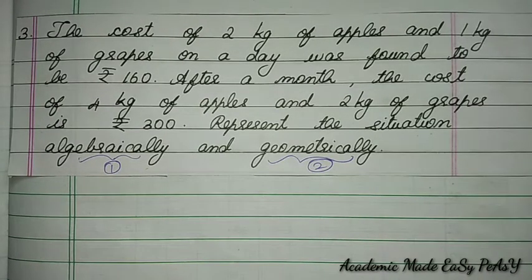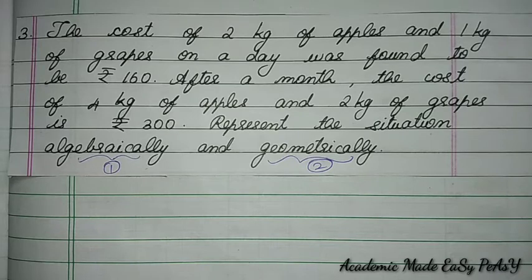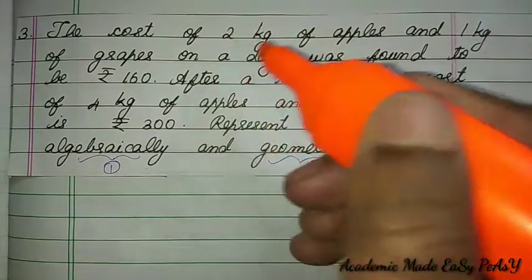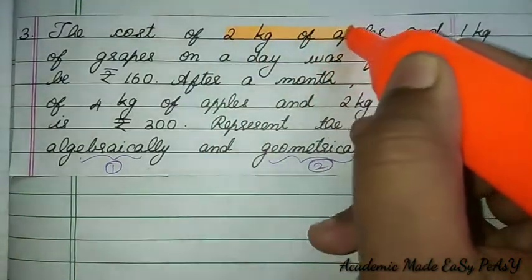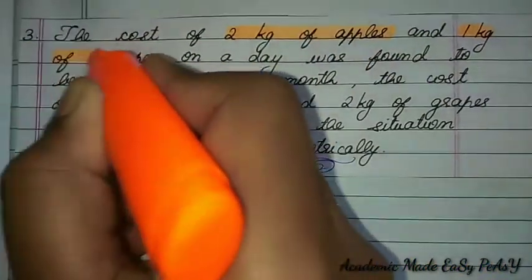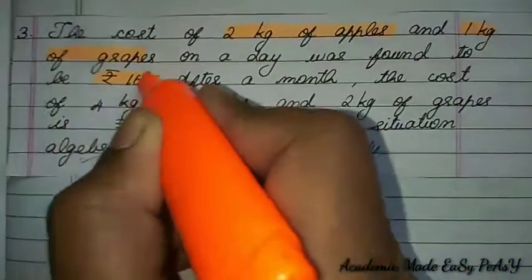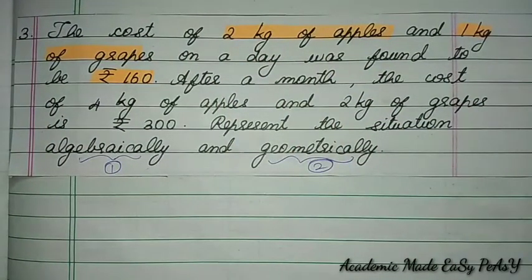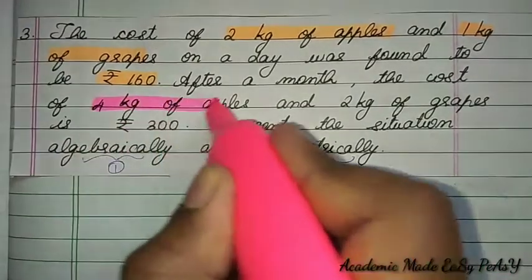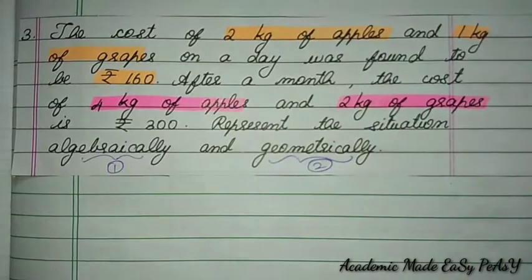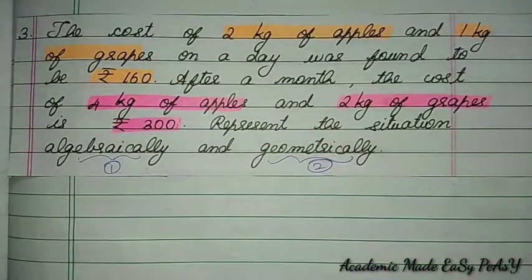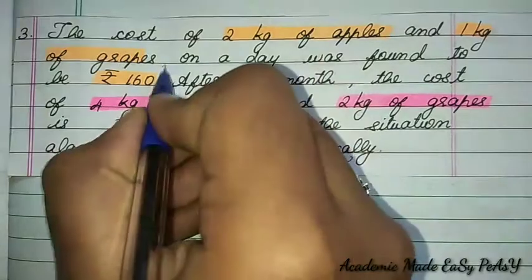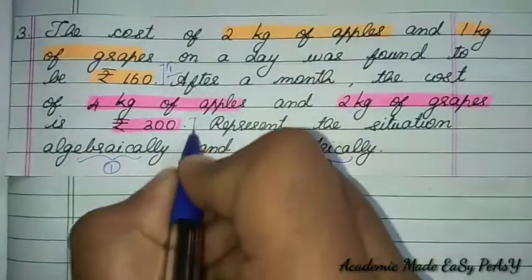In this question, what are they speaking about? So much of apples, that is so many kg of apples is so many rupees. That only we have to find. So 2 kg of apples, 1 kg of grapes was rupees 160. So this is the first part of the question. The next part is 4 kg of apples, 2 kg of grapes is rupees 300. So these are the two parts. Till here part 1, till here it is part 2.